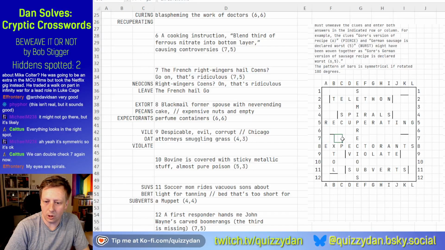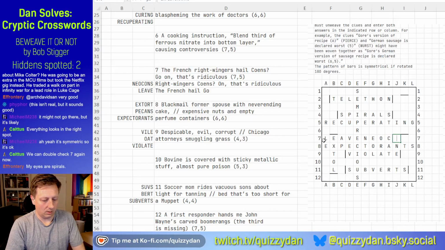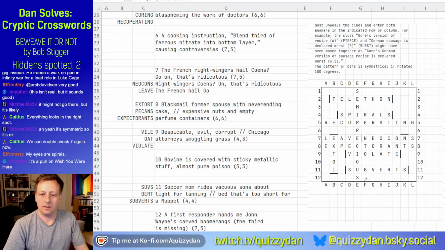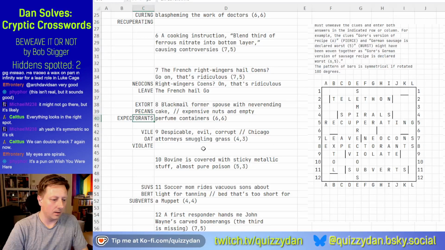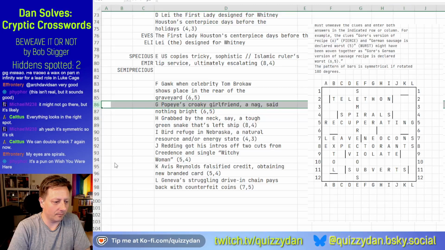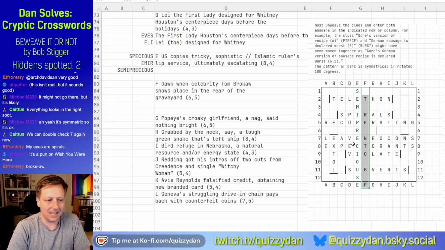And then, as Catus is absolutely saying, neocons and leave. Oh, neocons. No, so that is leave, and neocons. So it is that way round. And then we can put one in the opposite position there. Good, good. Gawk, when celebrity Tom Brokaw shows place in the rear of the graveyard. Brokaw, thank you. And so stare is going to be Gawk. That's going to go there.